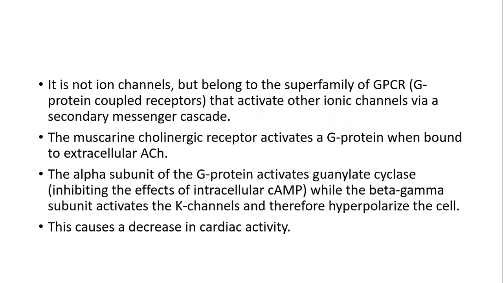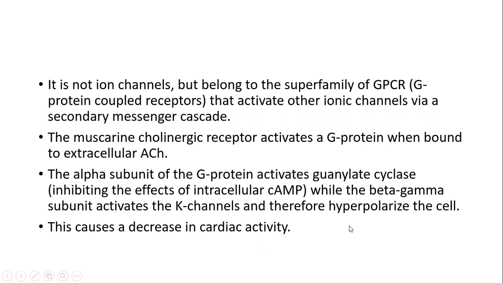So what does this mean? That ion channels directly do not open, but it is the action of the GPCR which is helping the other ionic channels to get opened up. Okay? So the muscarinic cholinergic receptor activates G protein when bound to extracellular ACh. So the alpha subunit of G protein activates guanylyl cyclase, while the beta gamma subunit activates K channels, therefore hyperpolarizing the cell. This will become clearer when we talk about the GPCR in cell signaling.